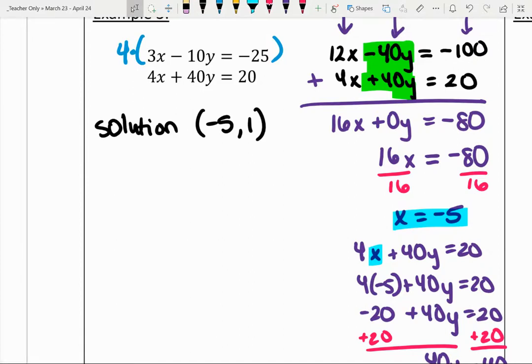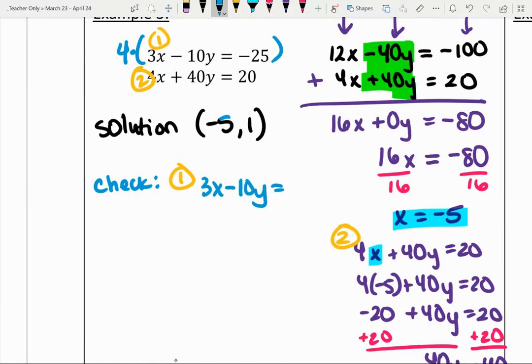But again, it doesn't hurt to check. It really only takes a few seconds. So this time, since I used the second equation to actually come up with my y value, I'm going to use my first equation to check. So 3x minus 10y equals -25. So I'm going to use -5 for x and 1 for y.